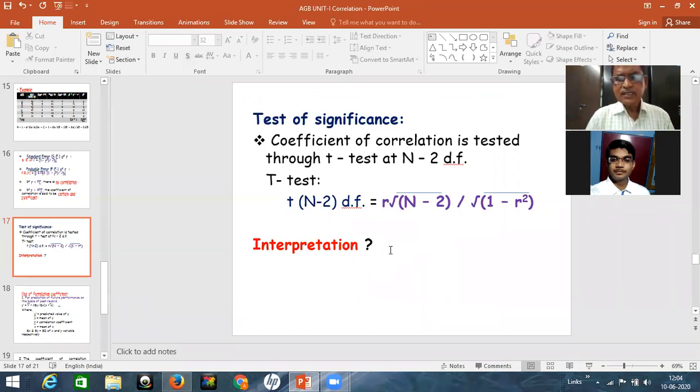And otherwise, if the calculated value is lesser than the tabulated value at the corresponding degrees of freedom and level of significance, then we can conclude there is no significant correlation between the two variables.